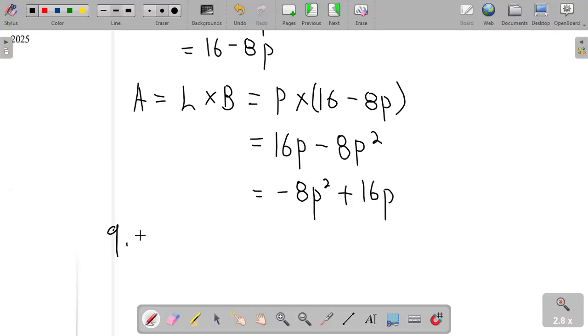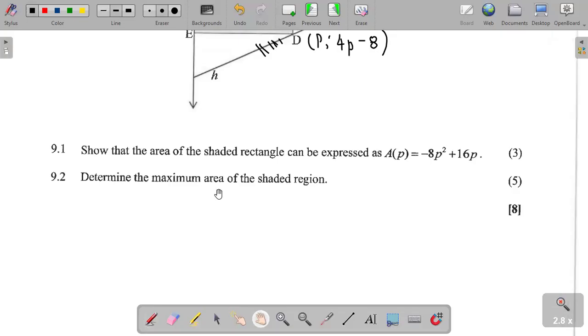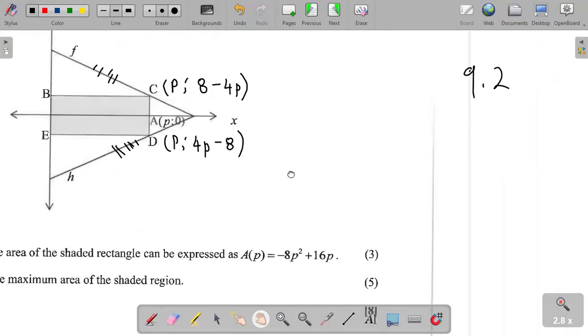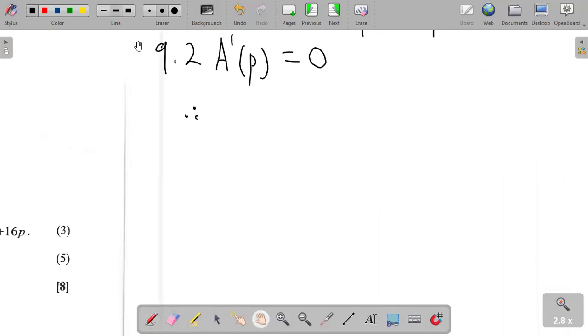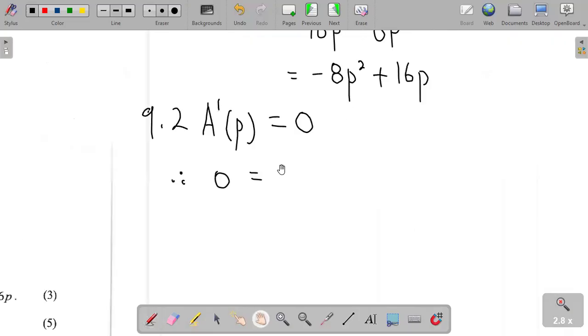Yes, so 9.2. Determine the maximum area of the shaded region, okay? So if we want the maximum area, then we're going to say A prime at P will be equal to 0. So it means therefore, 0 will be equal to negative 16p plus 16. This means that p equals 1.